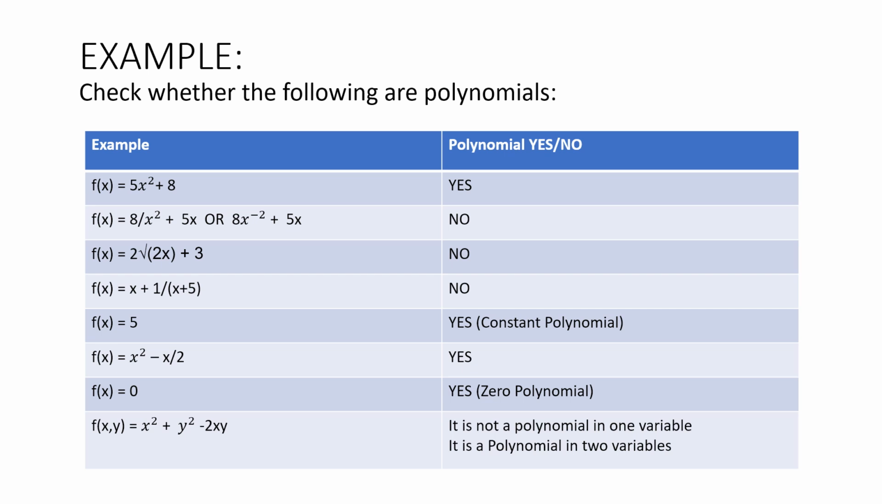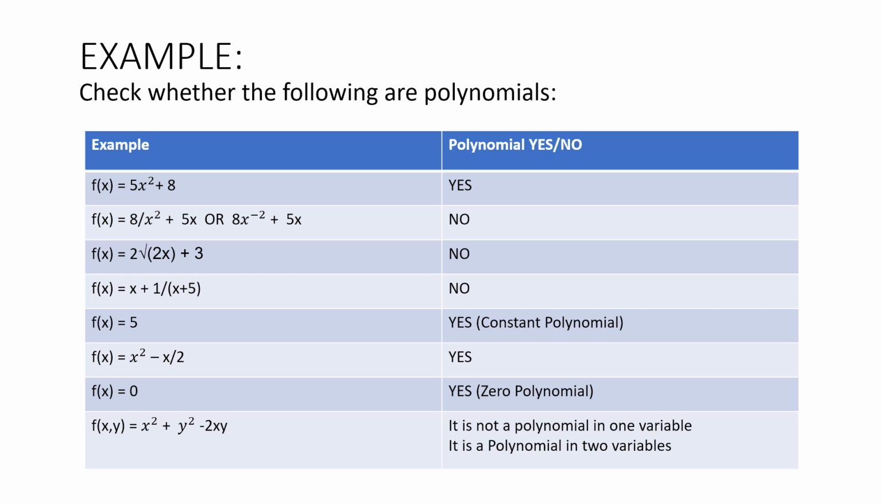Let us see some examples. Check whether the following are polynomials or not. First one, fx is equal to 5x square plus 8. Yes, it is a polynomial. Second one, fx is equal to 8 upon x square plus 5x, or it can be written as 8 into x raised to minus 2 plus 5x.